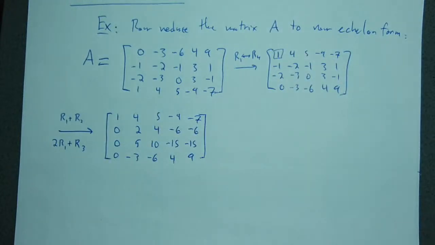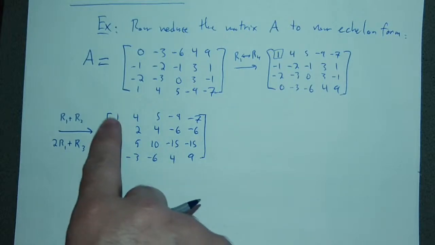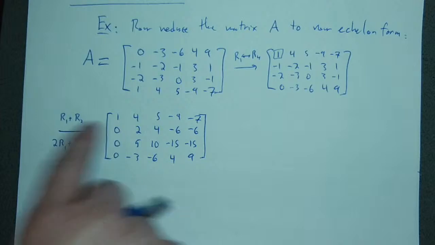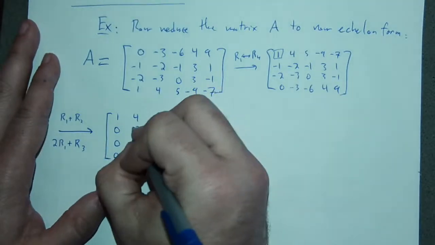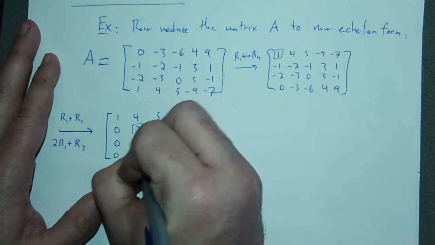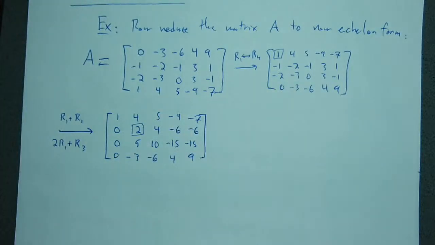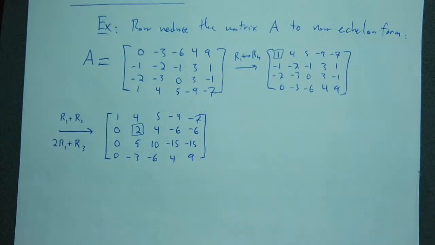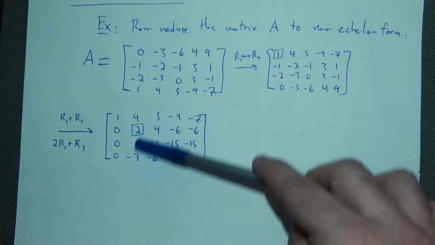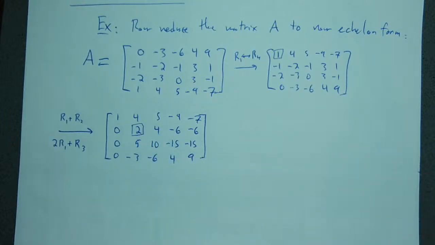The idea then is that I want to identify a pivot position that is now to the right of this 1. Okay, it's to the right of this 1. And so here is where that pivot position is. And I want to use this pivot position to clear out the entries underneath it. So for row echelon form, I only care about clearing out the entries underneath it.